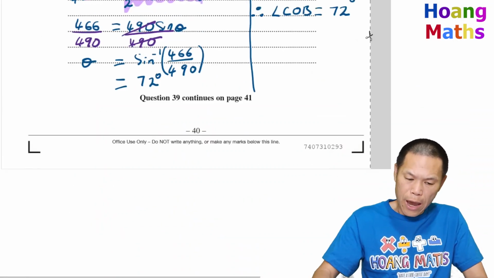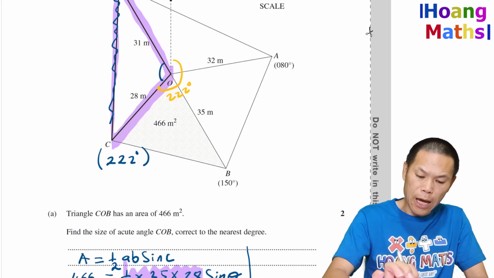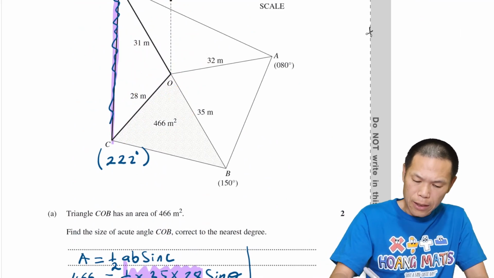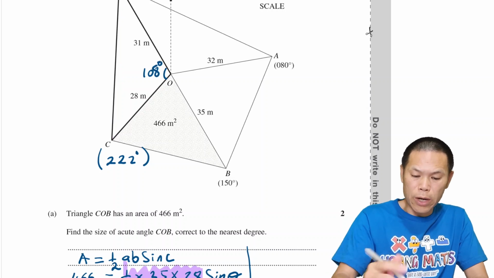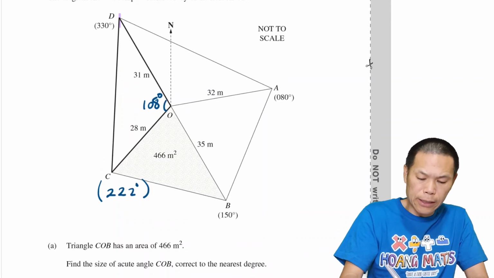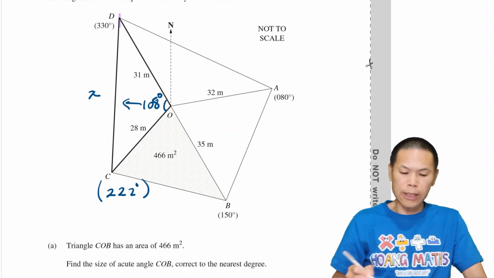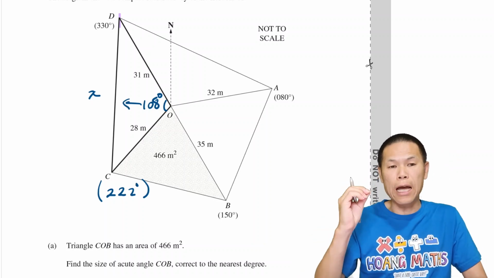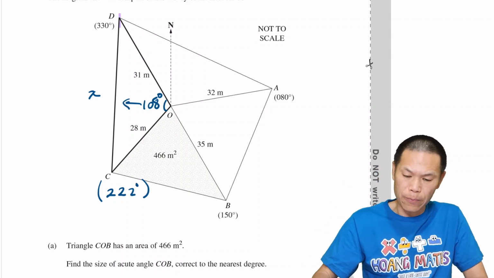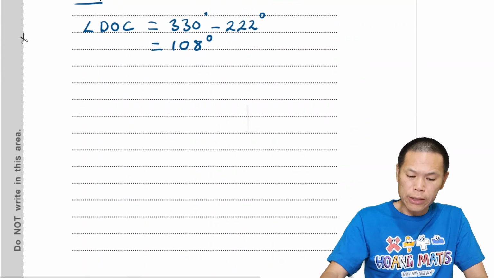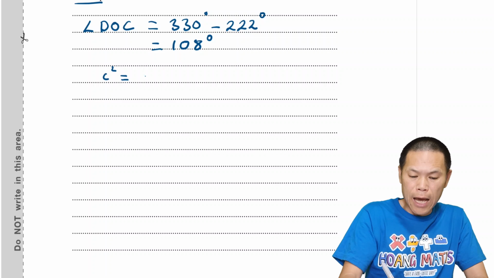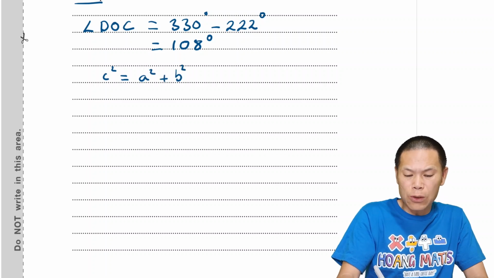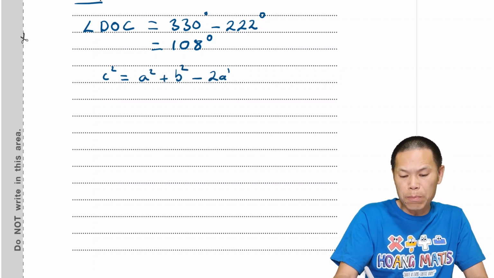So now we have 108 degrees here. Let me clear everything. So this is 108 degrees, and we need to work out this length here. Let's say this is x, so opposite of this is x. We use the cosine rule because only one angle is given. For the cosine rule, we know that c squared is a squared plus b squared minus 2ab cos of the angle in between.